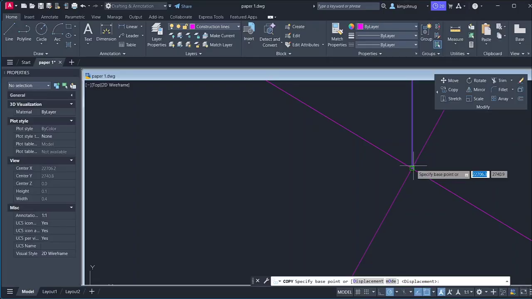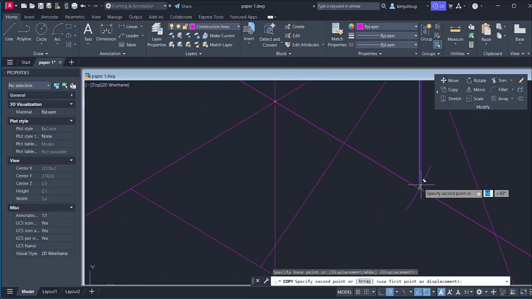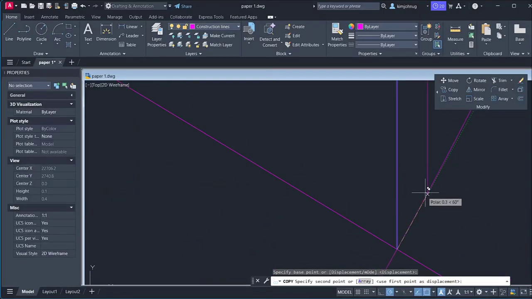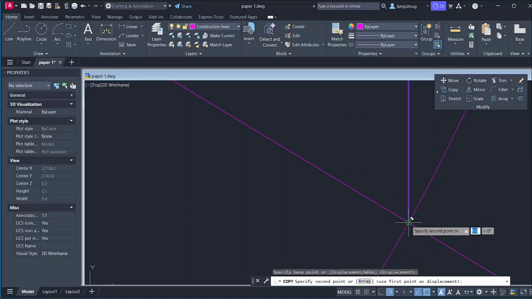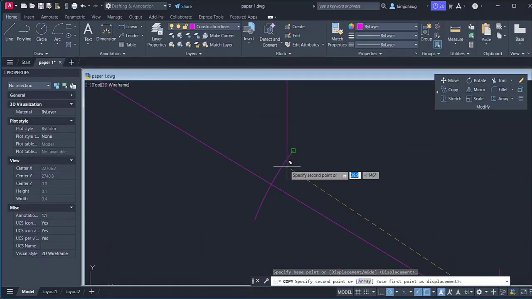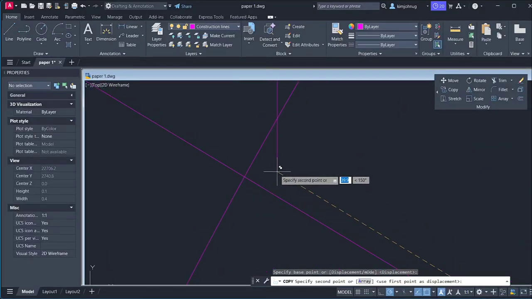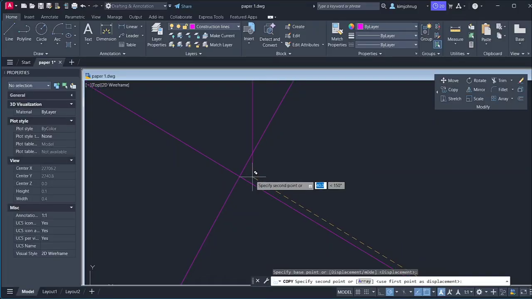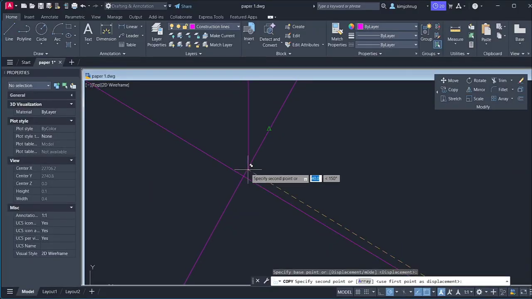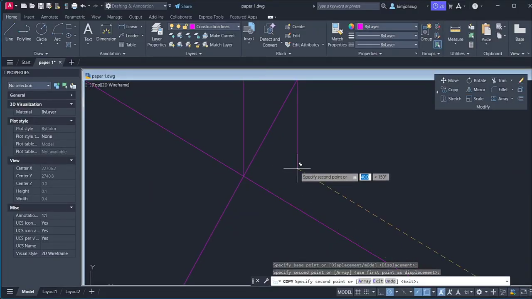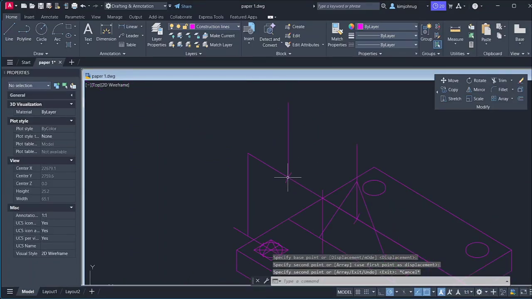Always ensure to select from the exact points. You realize that there are 2 points here. One is the center of this arc, the other is the end point of a line. So I always have to zoom in. To zoom in, you just scroll the mouse button. Zoom out, scroll it backwards. Zoom in, you scroll it inwards.